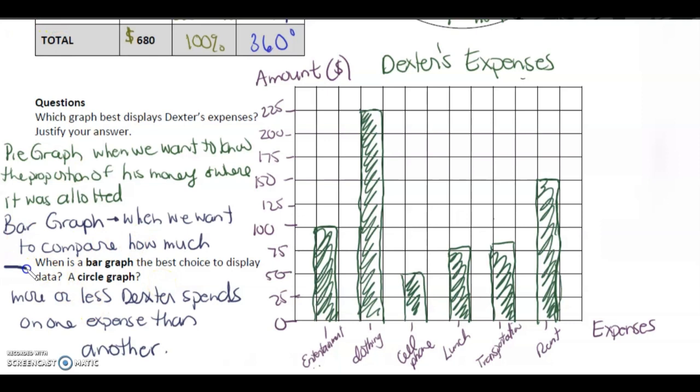This question, I just want to touch on this. When is the bar graph the best choice to display the data, and when is the circle graph? We kind of explained it with the question in part A. So that one's done. We'll blend those answers.